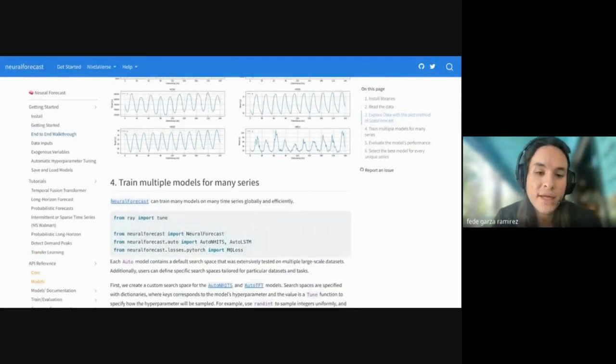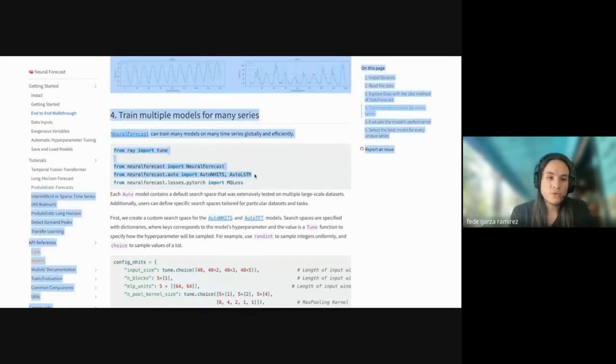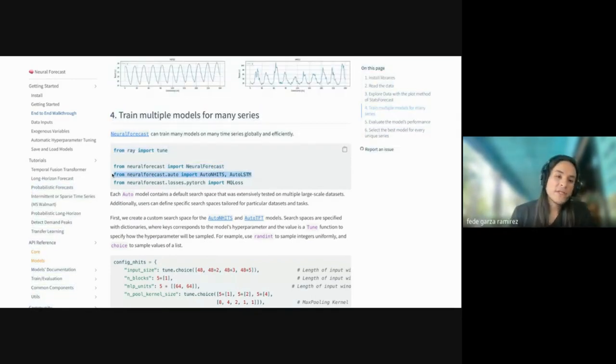How can we train the N-HiTS model and other models using NeuralForecast? Basically, we have to import the tune module from Ray, which will help us to perform hyperparameter selection. We have to import the NeuralForecast class and the models we want to train. In this case, we have these auto classes, which basically perform the hyperparameter selection automatically. In this case, we will be using AutoNHITS and AutoLSTM.